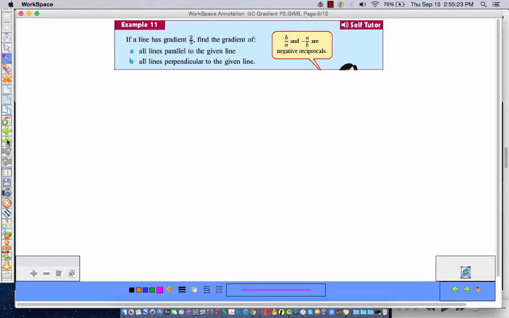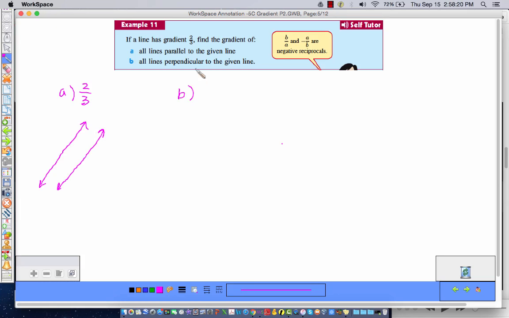So let's do a quick couple of examples. If a line has gradient 2/3, find the gradient. Remember, gradient is the same thing as slope. Find all lines parallel to the given line. If a line has gradient 2/3, all lines parallel to the given line also have a slope of 2/3. That would look something like this. Two lines, about a slope of 2/3, depending on the scale, of course.